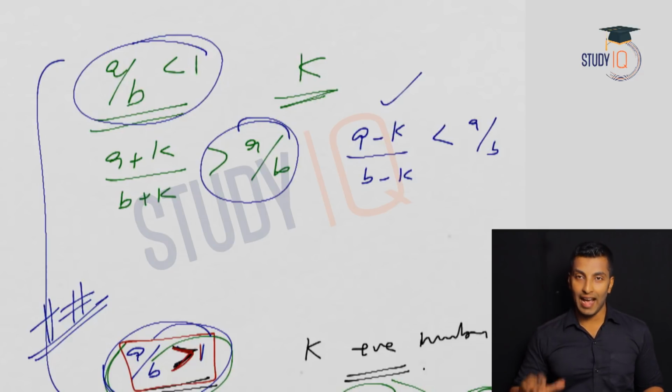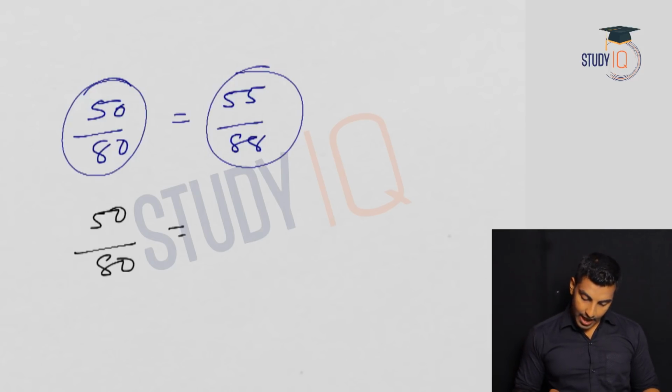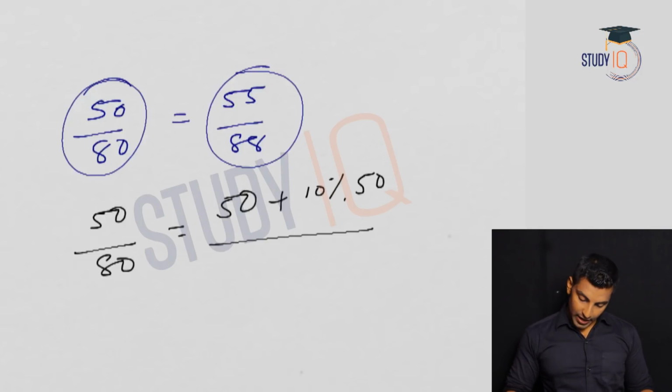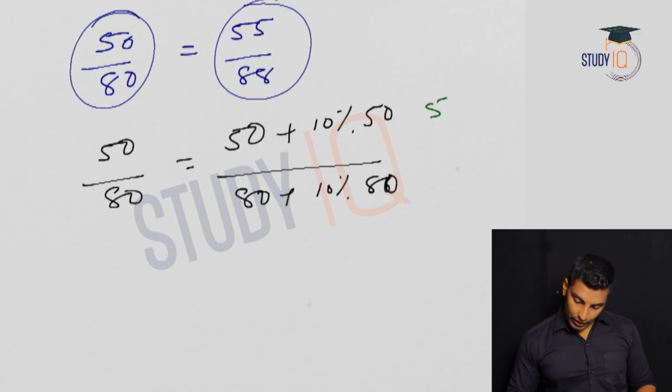A lot of applications you will see, and in fact we will discuss applications of this. Now let's suppose you have 5 by 8, or 50 by 80, and another ratio, 55 by 88. This and this will be the same, because 55 is 50 plus 10% of 50, and 88 is 80 plus 10% of 80. 10% of 50 is 5, and 10% of 80 is 8.